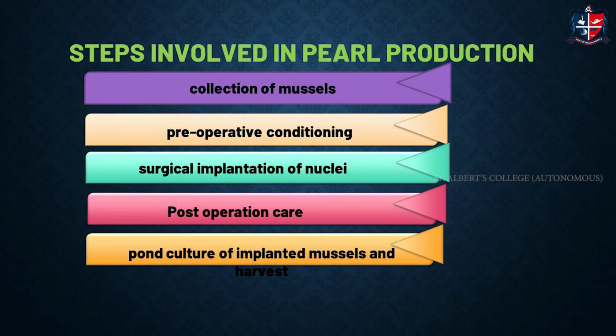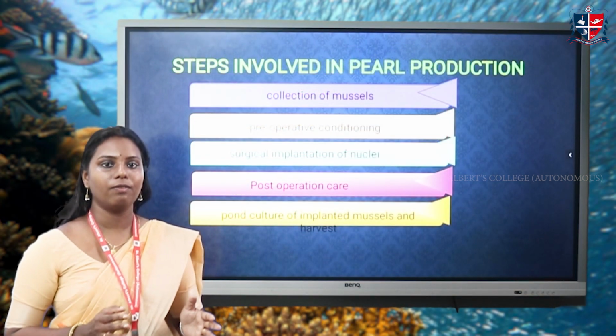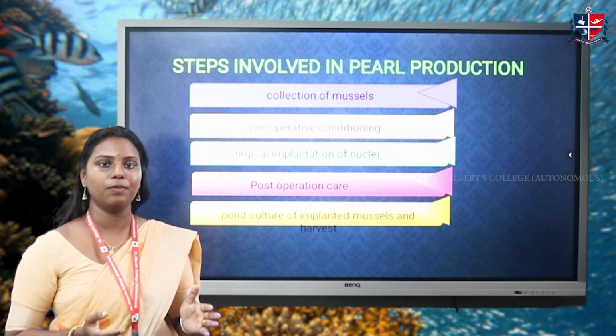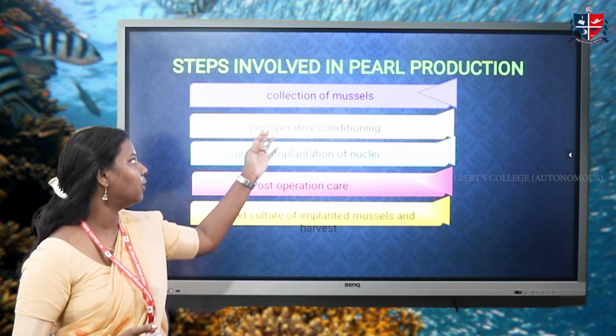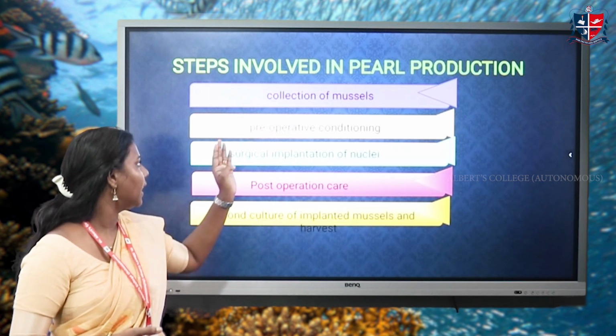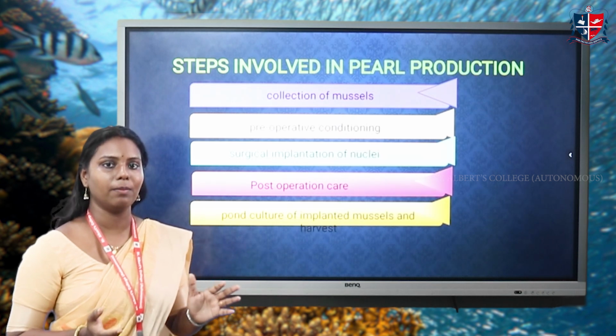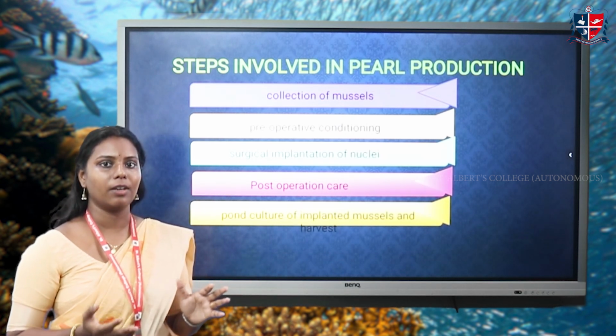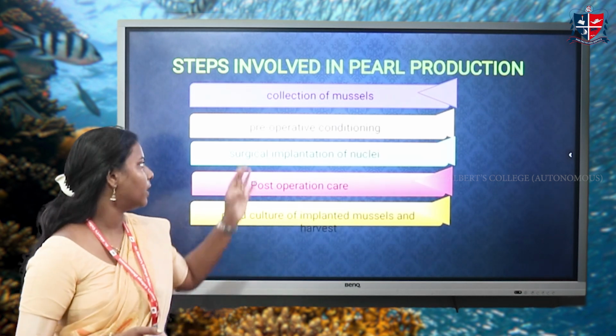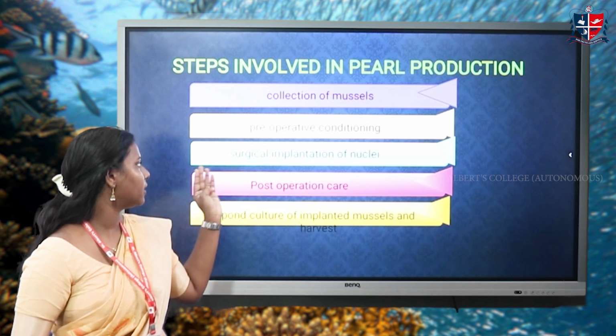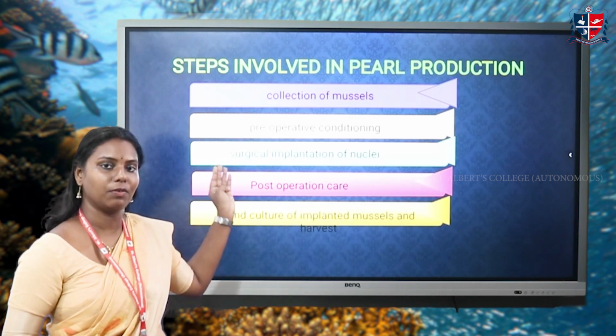There are different steps in the production of pearls. As you can see in the picture, these are the steps involved. The first step is the collection of mussels. Obviously, we require a mother organism for the production of pearls, that is the mussels. The second step is the pre-operative conditioning, that is, we have to condition the mother mussels before the surgical procedures. The third step is the surgical implantation of nuclei.